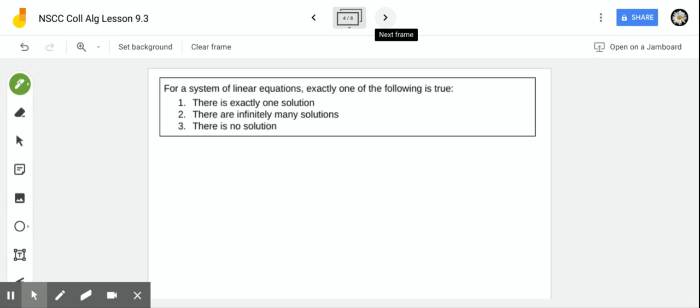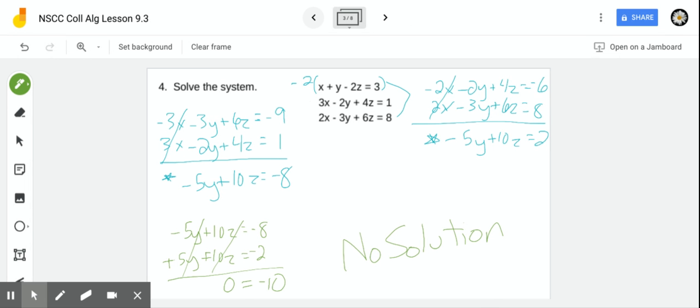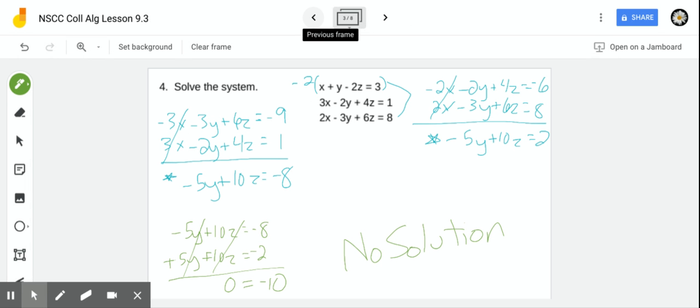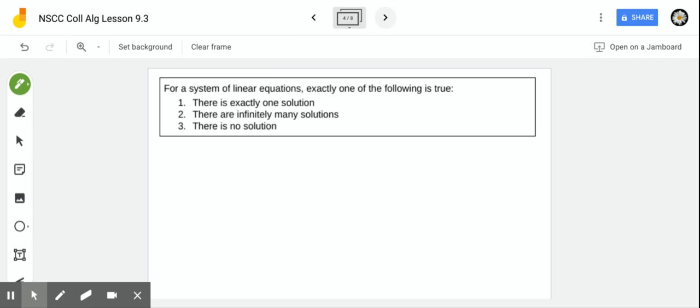Now, down at the bottom of your page, you have this. It's the very same thing we talked about in lesson 9.2. If you have a system of linear equations, either there's one solution and you can find it, which we did in number 3. We had a solution. There could be infinitely many solutions. We haven't seen one of those yet. Or there's no solution. And the no solution ones come in like we just saw when you get some sort of nonsense like 0 equals -10.